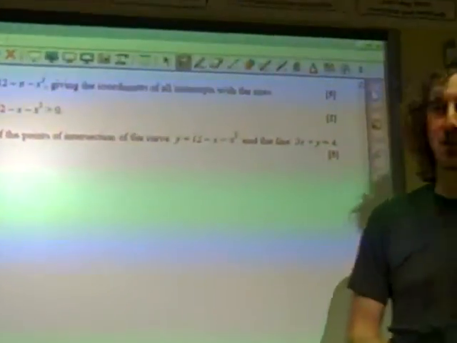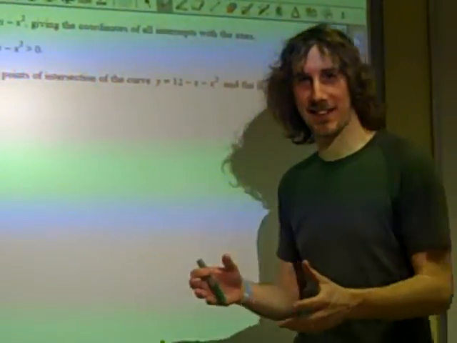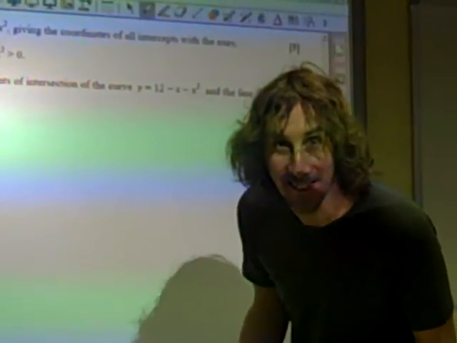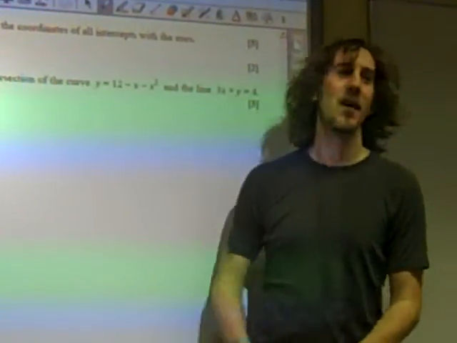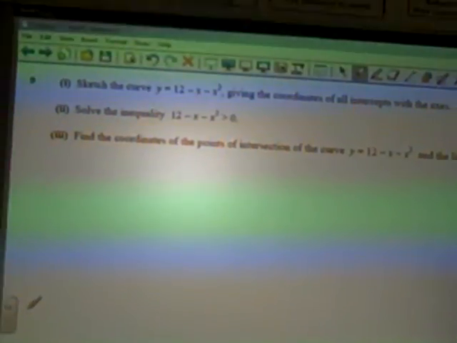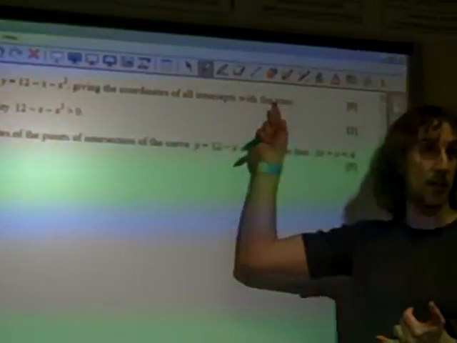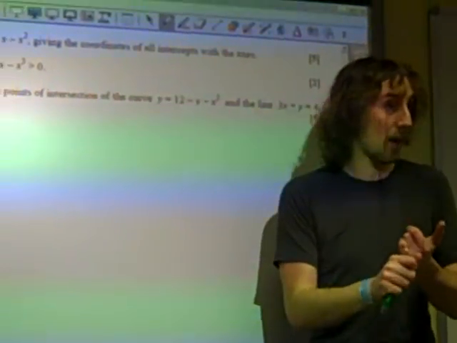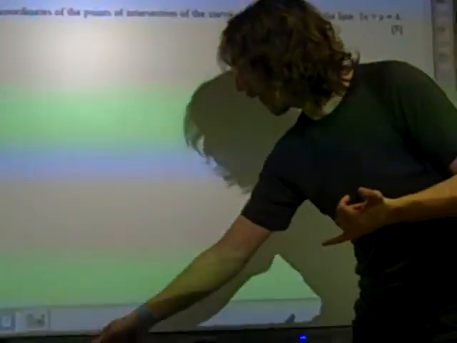Great. So this is question 9. We're in the quadratics, kind of polynomials area. Sketch the curve y equals 12 minus x squared. Now, if we're going to find the intercepts with the axes, then we need to start with that bit and think, how can we do that?